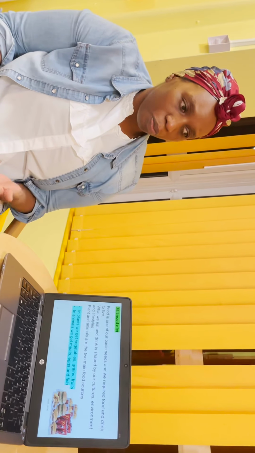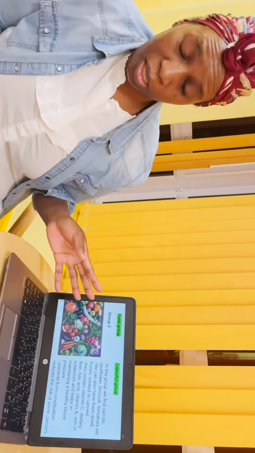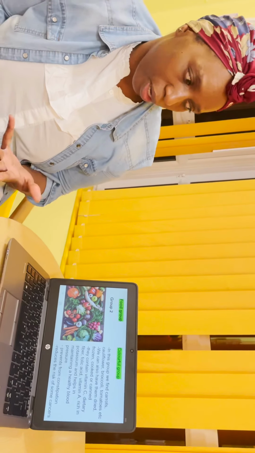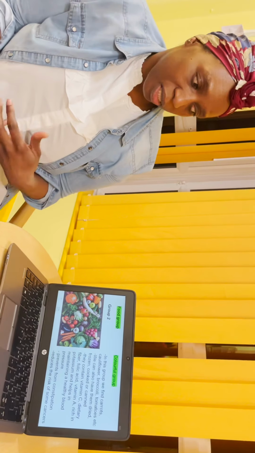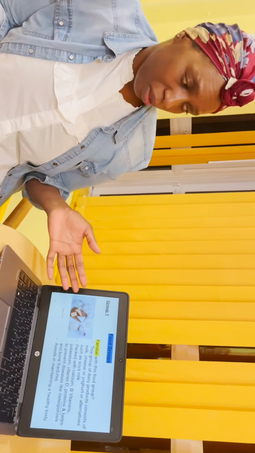And our group 2 is the vegetable group, the colorful group, which has carrots, cauliflower, spinach, tomatoes. I like calling it the colorful group. And it contains vitamins, dietary fiber, folic acid, and it maintains a good blood pressure and prevents us from constipation.